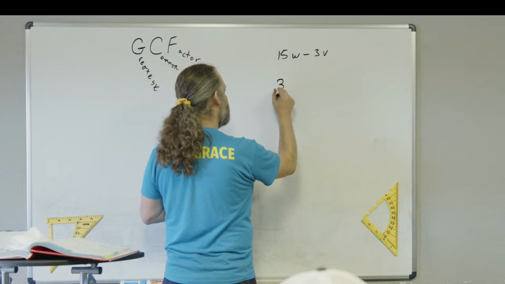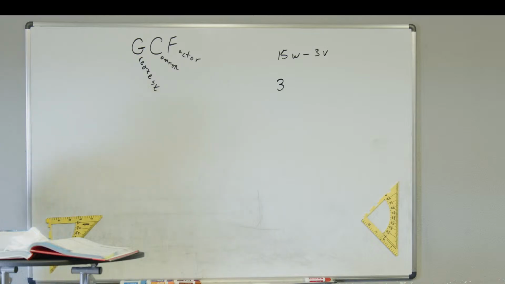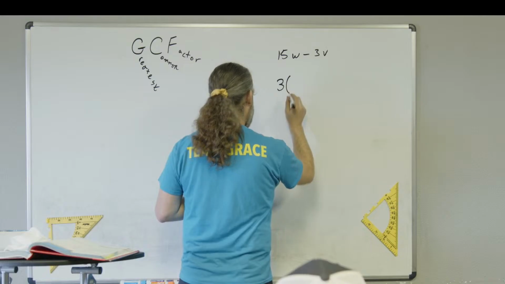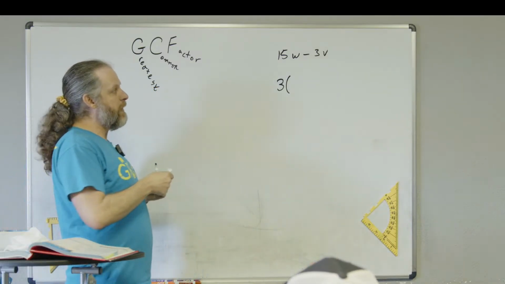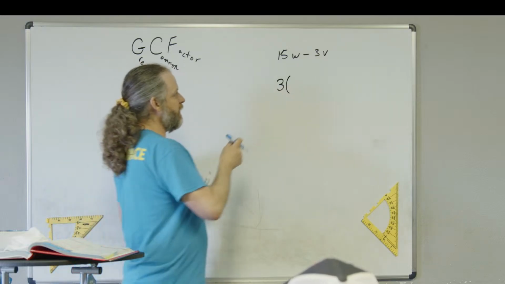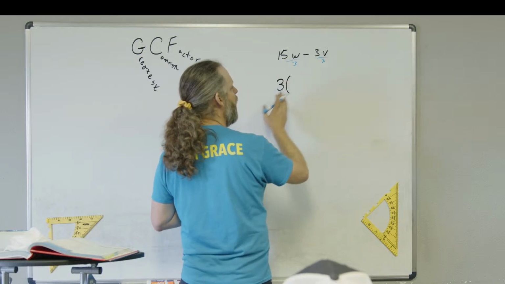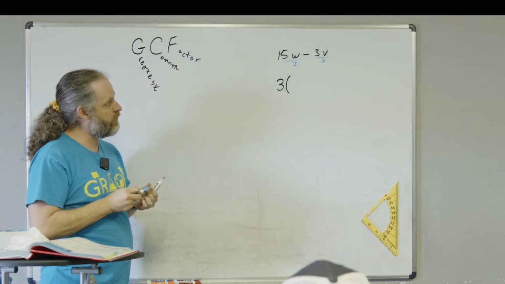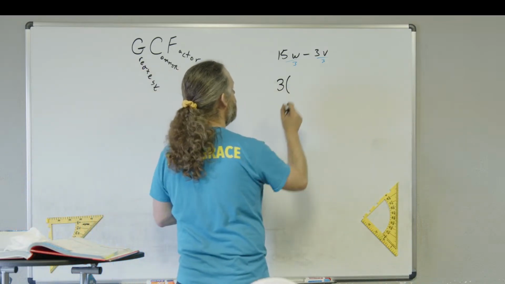Then we need to look at the letters. Are there any letters in common between those two? No. So we're only going to pull out a 3. Now, when we factor it out, we have to write down what's left. What we mean by that is we're dividing each one of these terms by the common factor. So what is 15W divided by 3? 5W.